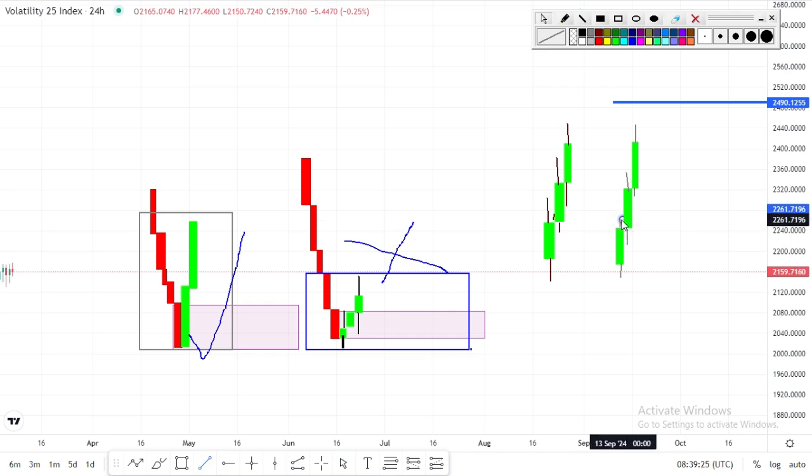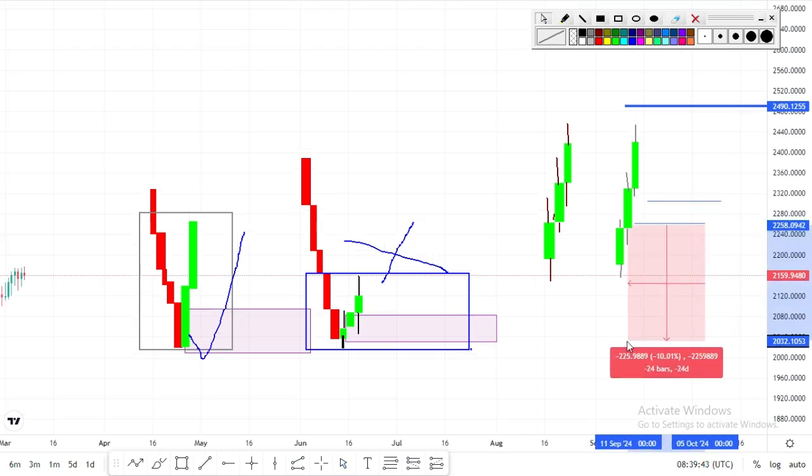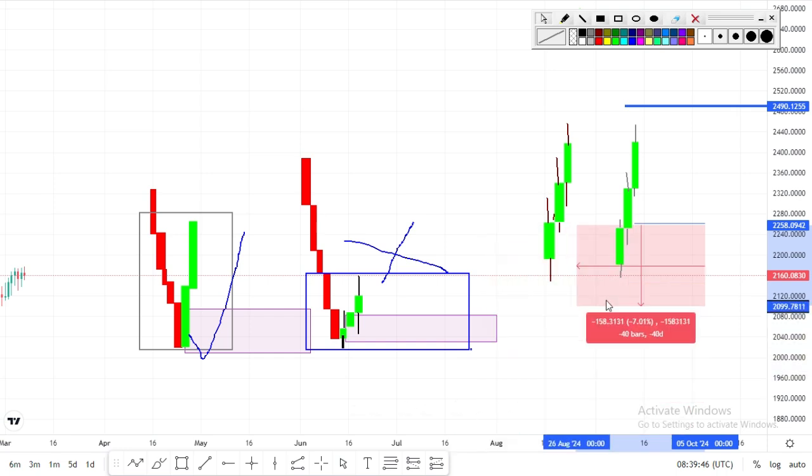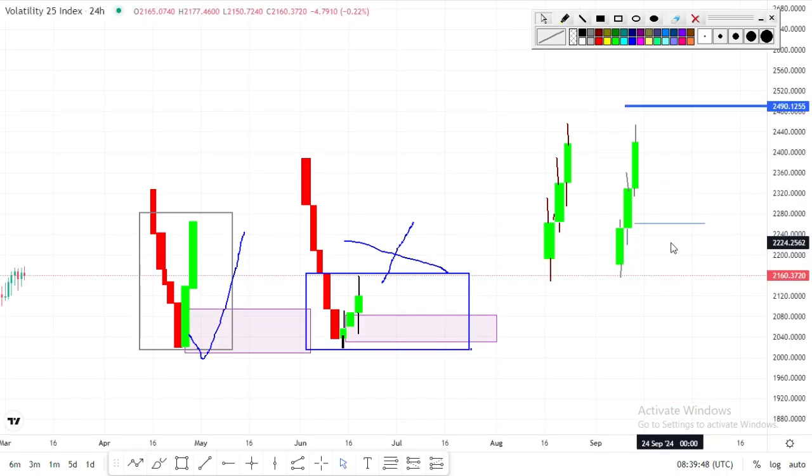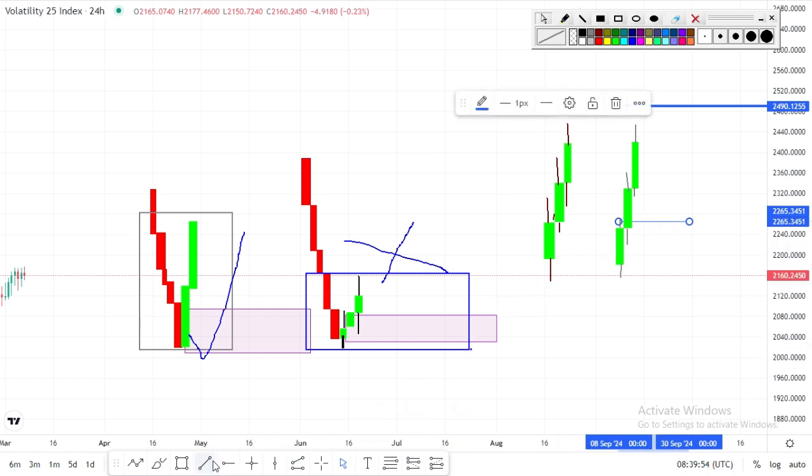So look at the wick of the first candle, which is here. This is the high of that first candle. So where is the low of the third candle? The low of the third candle is right here. So between the high of the first candle and the low of the third candle, you can see there is a space here.